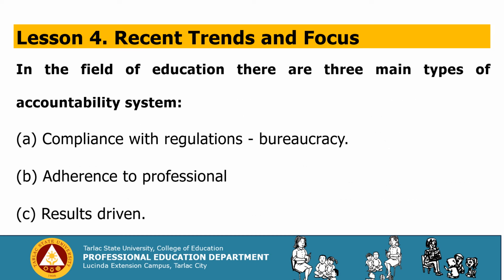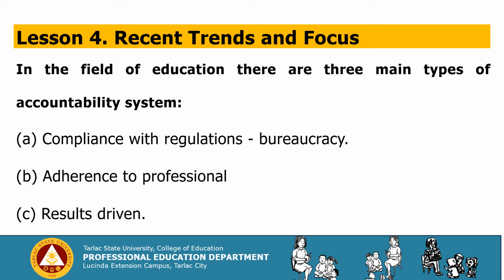In the field of education, there are three main types of accountability system. Letter A, compliance with regulations. Compliance systems view the school as the embodiment of constant processes and allow for variation in results generally attributed to the varying characteristics of students. Simply stated, educators were accountable for adherence to rules and accountable to the bureaucracy.